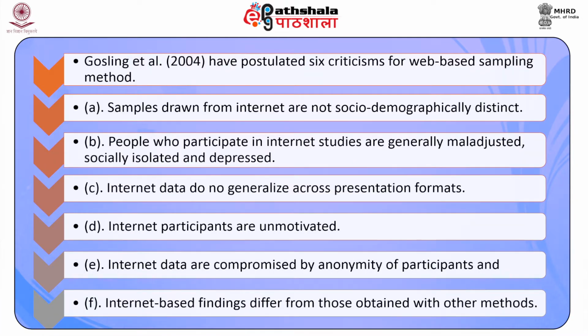Gosling et al. in 2004 postulated six criticisms of web-based sampling methods. These are: samples drawn from the internet are not socio-demographically distinct; people who participate in internet studies are generally maladjusted, socially isolated and depressed; internet data do not generalize across presentation formats; internet participants are unmotivated; internet data are compromised by the anonymity of participants; and internet-based findings differ from those obtained with other methods.